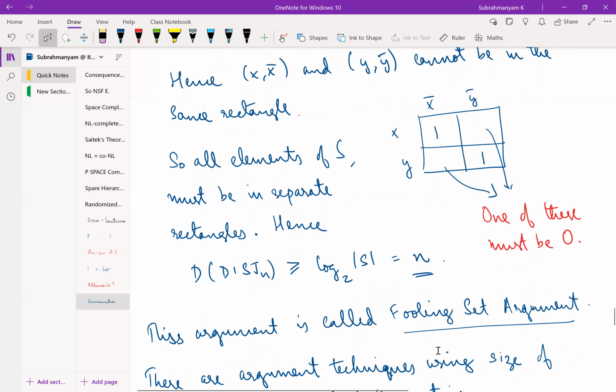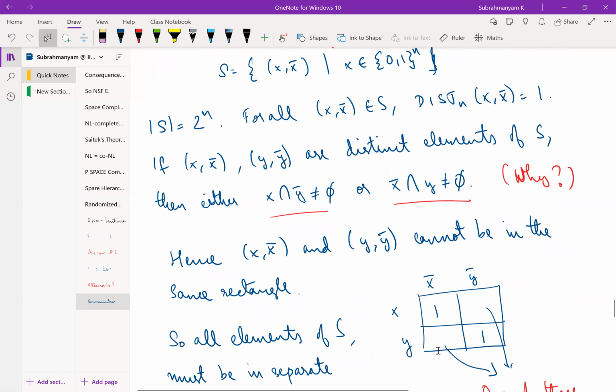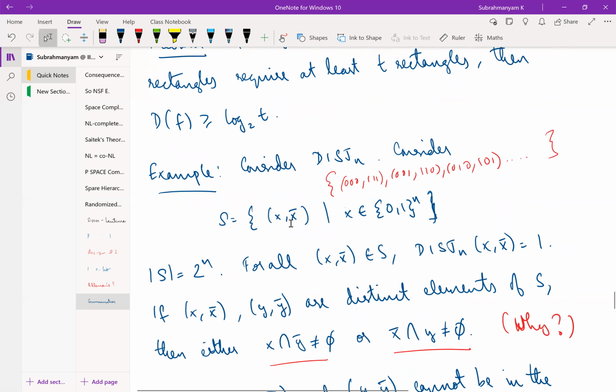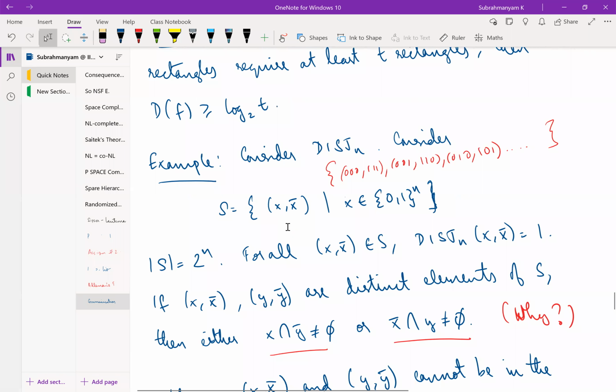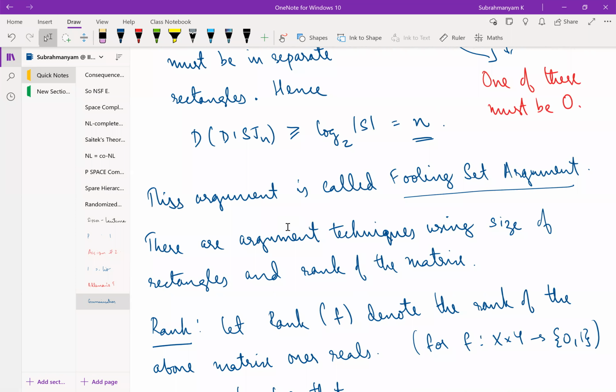And this is an example of an argument called the fooling set argument. The fooling set argument basically involves showing that, when taking a number of elements, all of them have to be in different leaves. Again, I don't want to get into the details because it's not a course entirely on computational complexity.